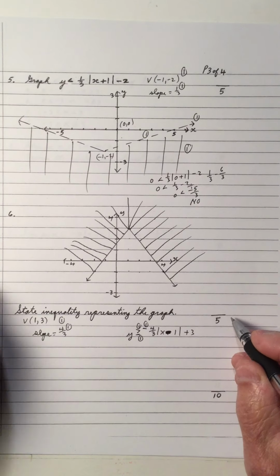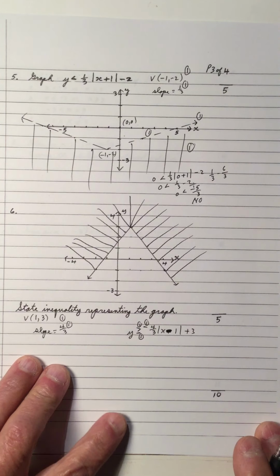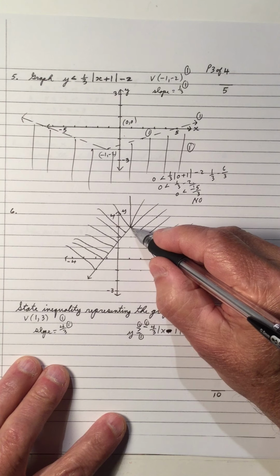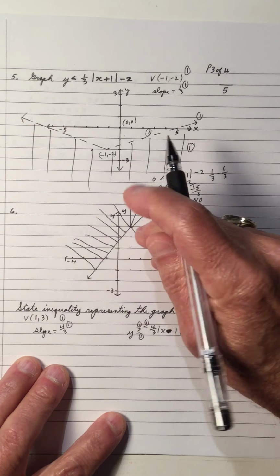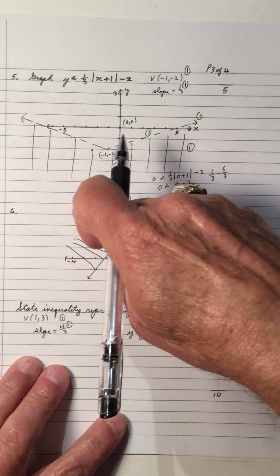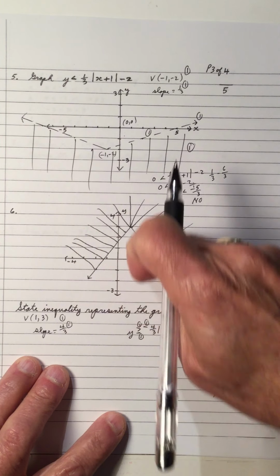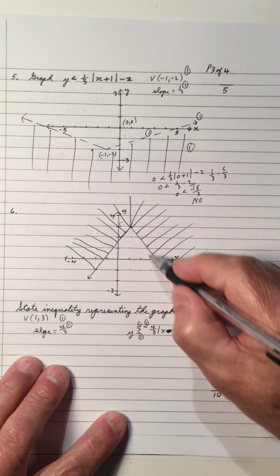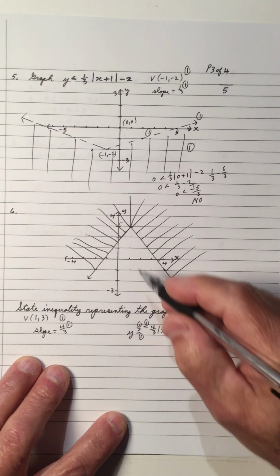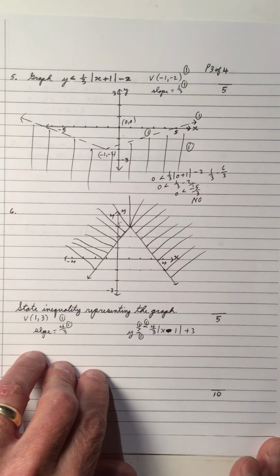Excuse me, there it is. We got 5 marks. And again, because this is solid, so it's an equal sign. Because we're going above, it's a greater than. And this is going downward. So that's why the negative is here. It's reflected in the x-axis.